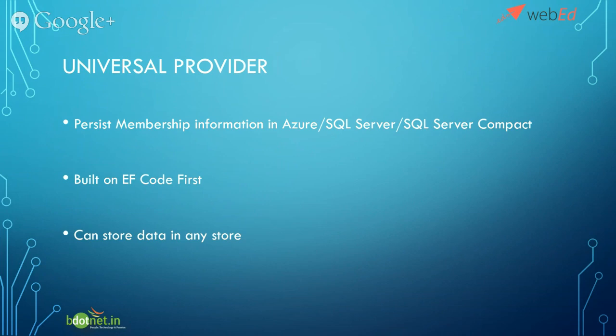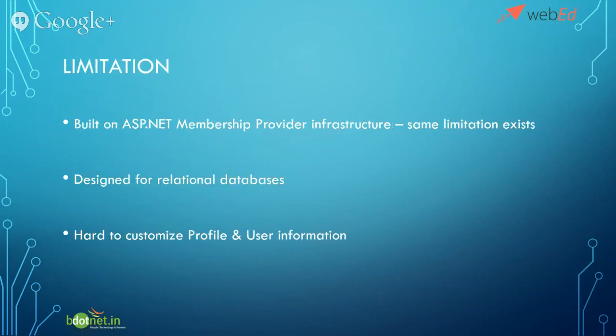That was a big relief. I could just model everything in my Entity Framework code first. It could store data in any store, meaning Azure or SQL Server or SQL Server Compact, but it had its own limitation. It was built on the ASP.NET membership provider infrastructure, so the same limitations we had seen from membership or simple membership. And this again was designed for relational databases, and it was hard to customize the profile and user information. You wanted to keep a particular user's additional profile data, all those things. So they started becoming difficult.